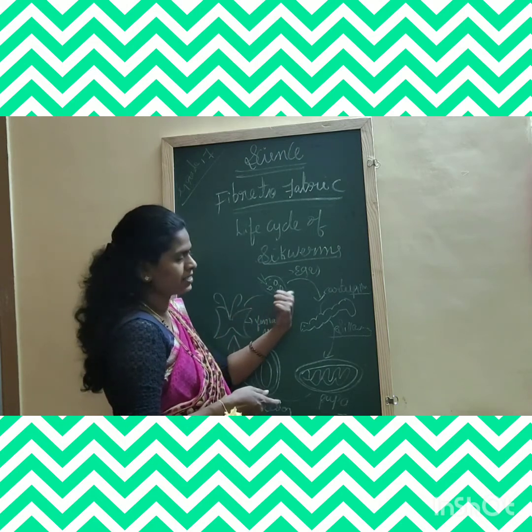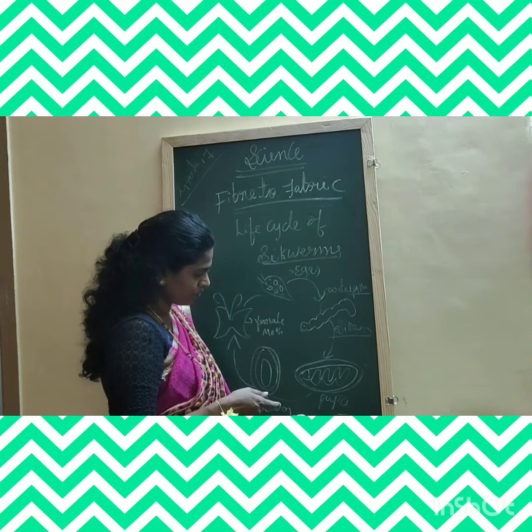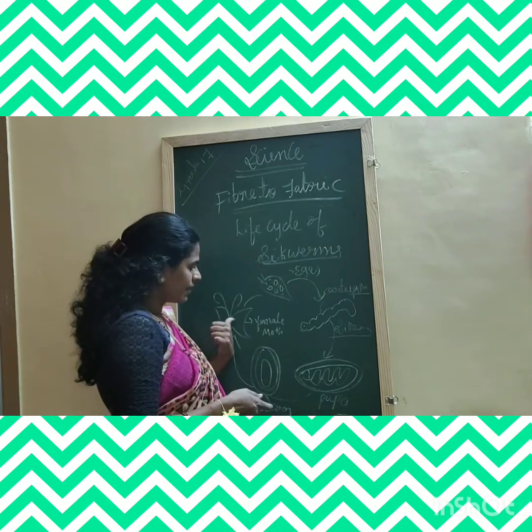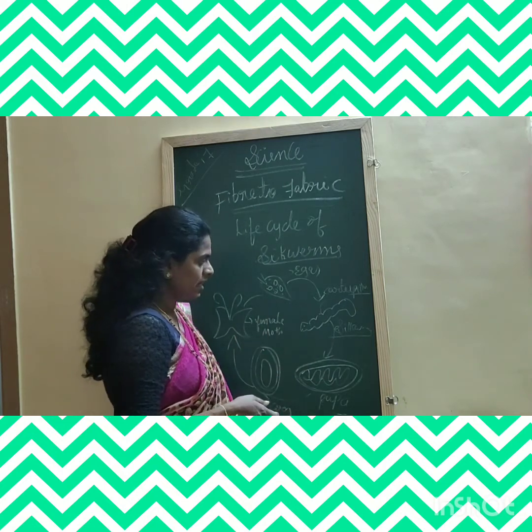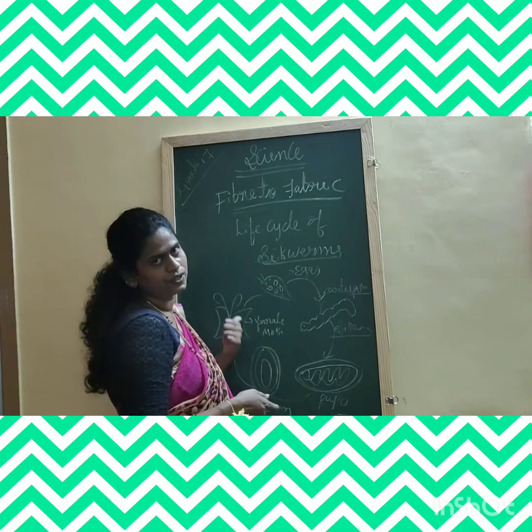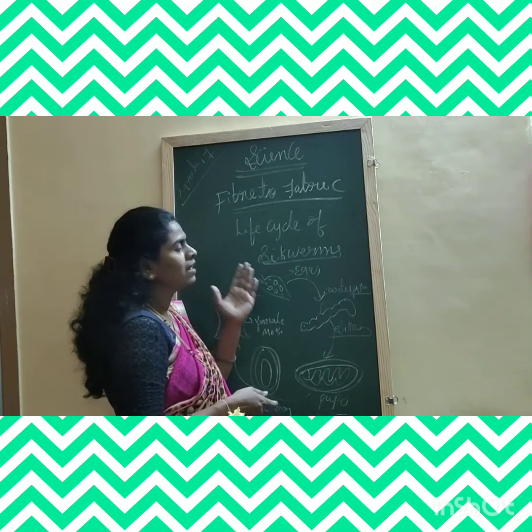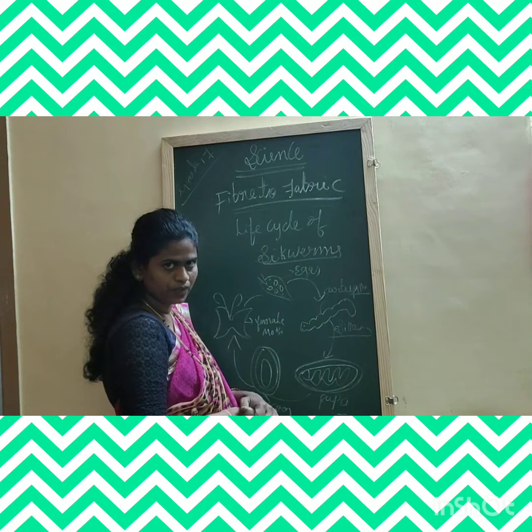Again it lays the eggs, again the caterpillar forms, again the pupa comes, again the cocoon comes, and again the female moth comes. Like this the life cycle goes on continuously. So this is about the life cycle of the silkworms.